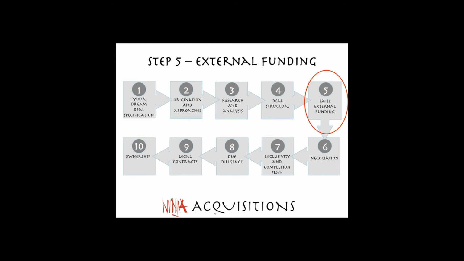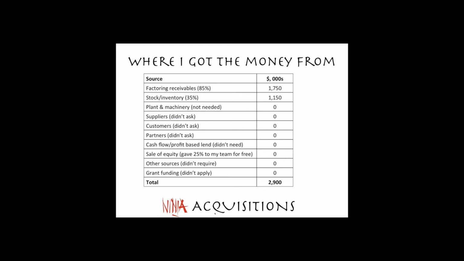As you can imagine, this is my favourite step as it's where we get paid. Now I only used 2 sources of funding. I borrowed the full 2.9 million against just the invoice receivables and also the stock inventory. I could have really gone to town and used all the other sources listed here, but I just didn't need to. Let's look at each one in detail.